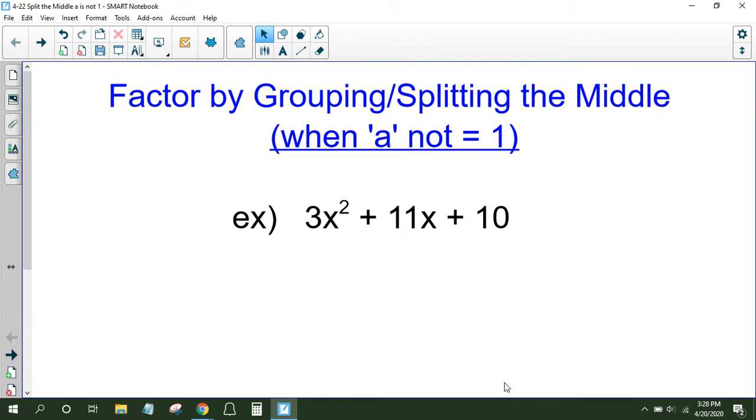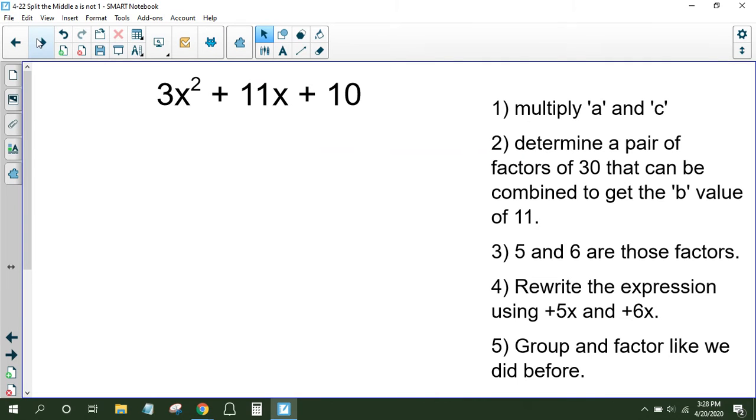Greenwood. Today we are going to be learning another strategy for factoring using the split the middle method. But this time we're going to be looking at trinomials that have an a value not equal to 1. As you can see in this example, 3x squared plus 11x plus 10, our a value is a 3 this time instead of a 1 as we've been seeing lately. So how do we tackle this one?